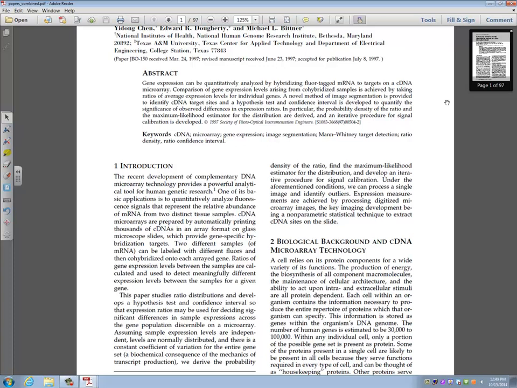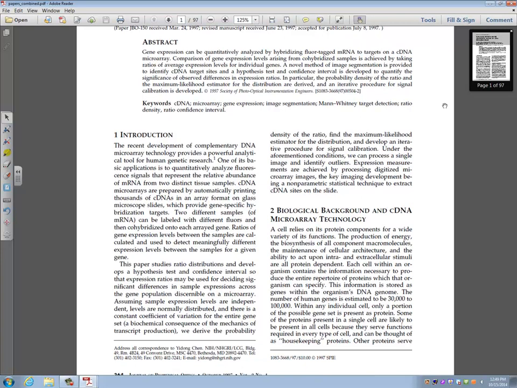So again, these terms should not be new. cDNA is complementary DNA, microarray, gene expression, image segmentation we'll talk about, Mann-Whitney target detection, that's the rank sum test. Ratio density, ratio confidence interval. So this is just a brief introduction talking about the Human Genome Project and so on. Then there's biological background in cDNA microarray technology. And you should have no problem whatsoever reading through this because we've covered all this material in the class.